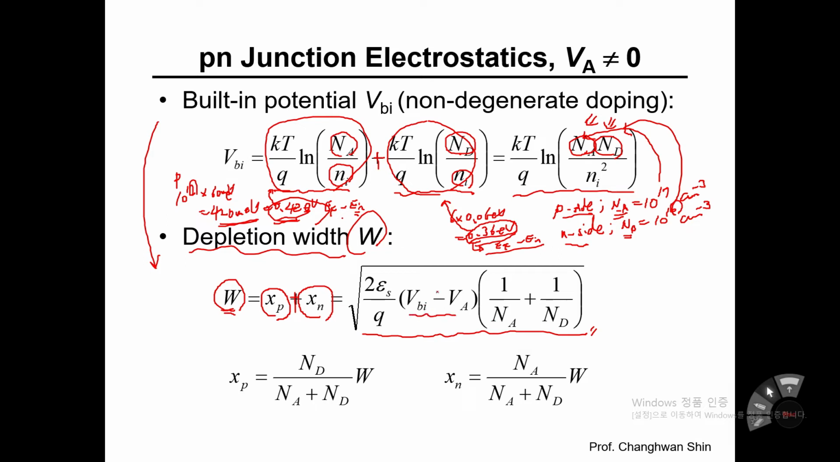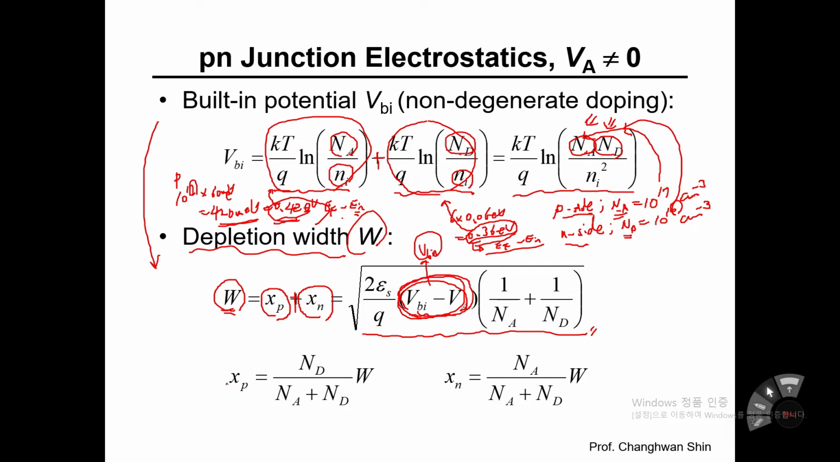But previously, if you go back and take a look at the equation for the depletion width of the PN junction diode at thermal equilibrium, you will find that this term was VBI, but now it is VBI minus VA. So instead of using VBI, you simply replace VBI with VBI minus VA. That's it. Instead of VBI, please plug in VBI minus VA. This value would vary depending on the biasing condition of your PN diode.